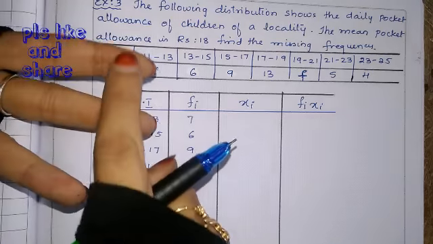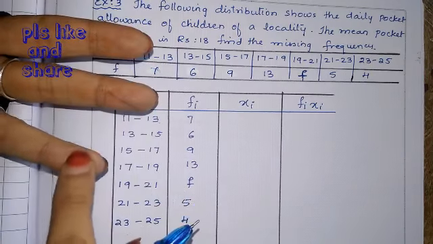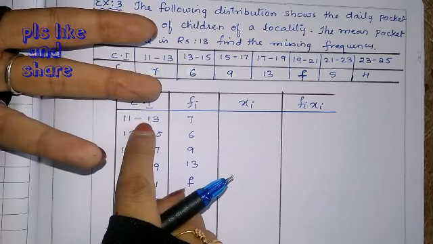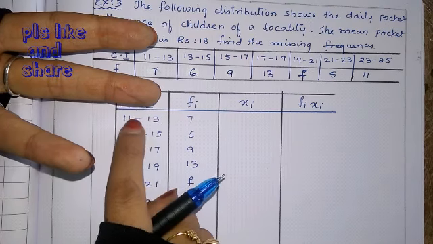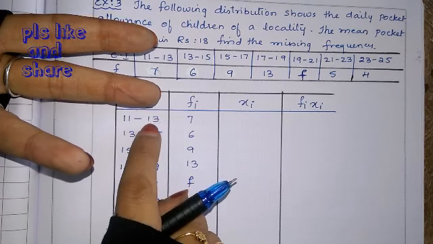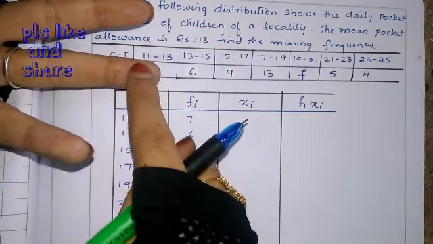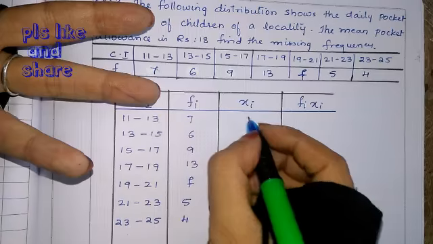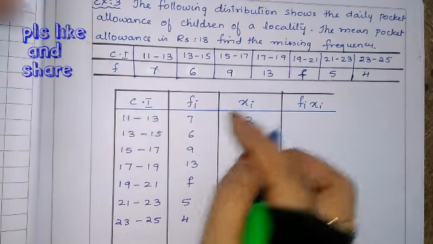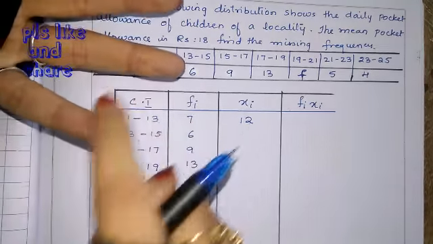12 is the middle number. See, 11, 12, 13. If such easy numbers are there, why divide? If you do 11 plus 13 divided by 2, you will get the same. But here we can see 11, 12, 13; 12 is the middle number. So directly you can write 13, 14, 15.